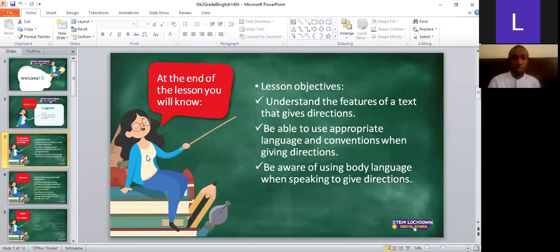At the end of this lesson, you will understand the features of a text that gives directions. You will be able to use appropriate language and conventions when you write about giving directions, and also when you are giving directions, like in a personal face-to-face context. And you'll also be aware of how your body language is when you give directions. I mean, you can't give directions to somebody being all timid as if you don't know where you are directing that person to. Let's continue.